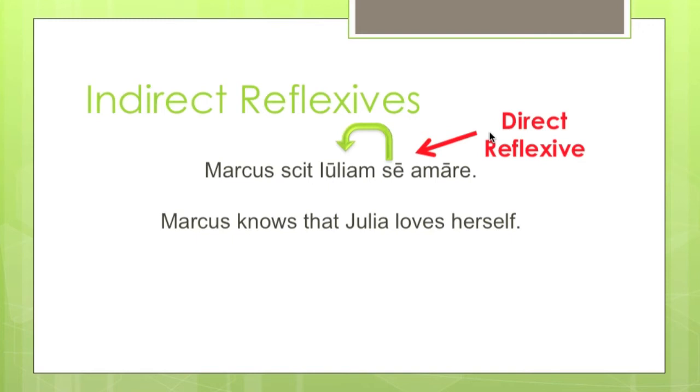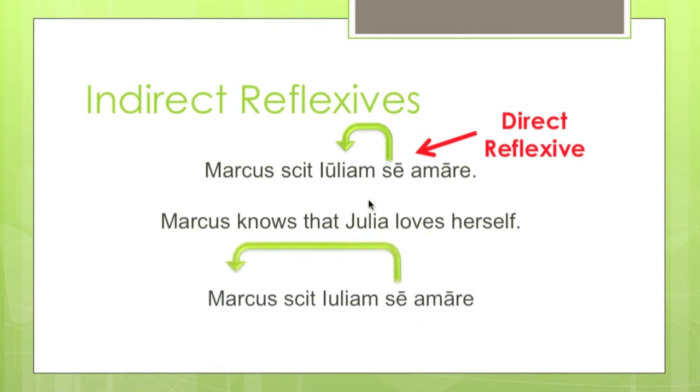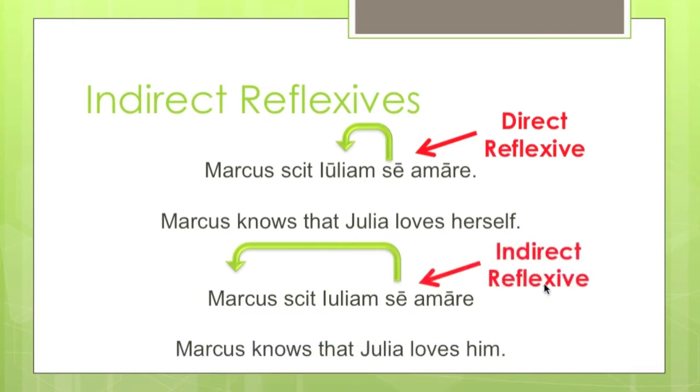But in fact, in Latin, there's another way to interpret the sentence, which is actually more likely. It could be that we're dealing with an indirect reflexive. An indirect reflexive, as in this situation, refers not to the subject of its own clause, but rather to the subject of the main clause, on which its clause is dependent. And this would then mean Marcus knows that Julia loves him. So the se is referring to Marcus. Latin literally says Marcus knows Julia to love himself.